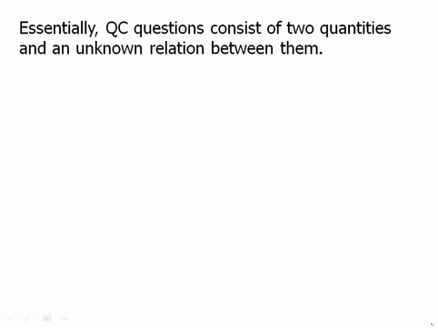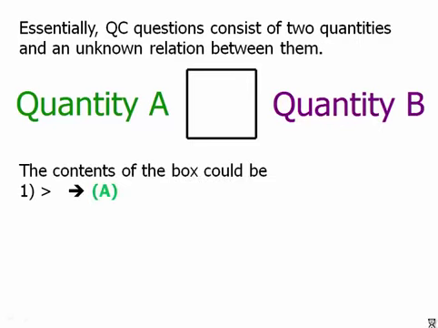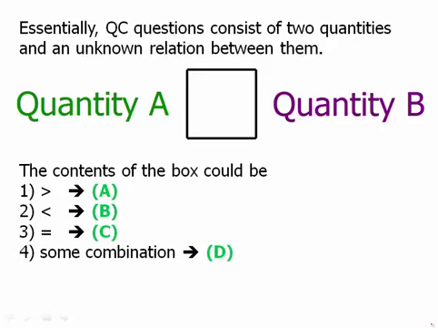Essentially, quantitative comparison questions consist of 2 quantities and an unknown relation between them. So in that box is an unknown relation. And this relation could be a greater than relation, in which case the answer is A. It could be a less than relation, in which case the answer is B. It could be an equals relation, in which case the answer is C. Or it could be some combination, sometimes one, sometimes another, in which case the answer is D.